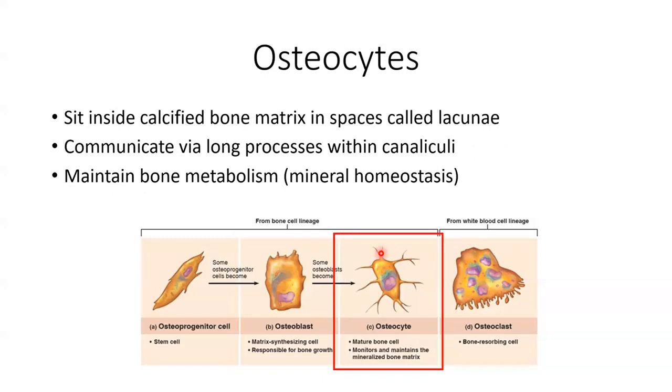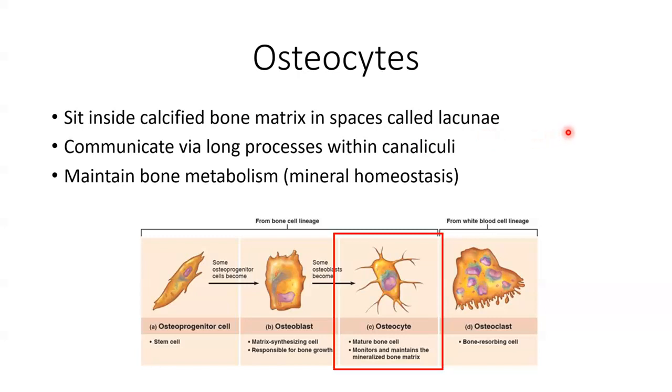So our osteocyte is an osteoblast that has become trapped in the osteoid or the calcified extracellular matrix. It's a bit of a mouthful that it secretes. So it forms itself a little cave. As I said before, the space that an osteocyte sits within is called a lacunae.